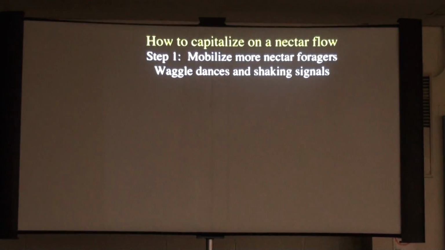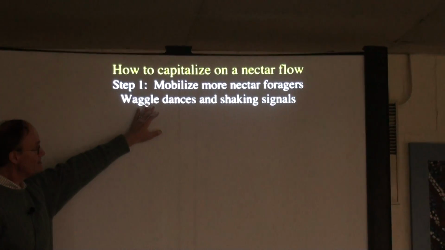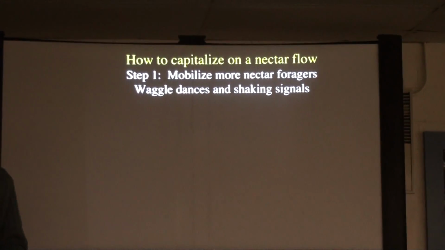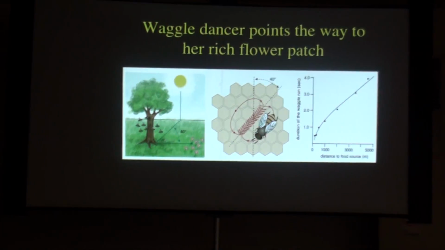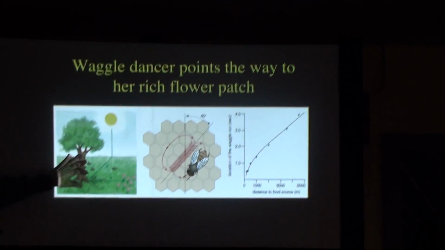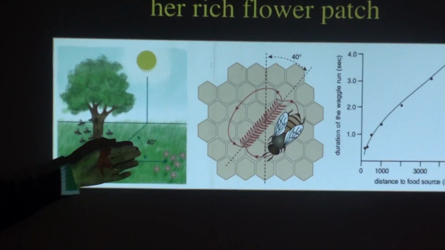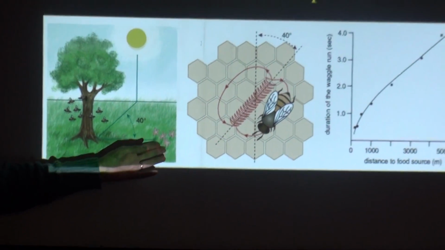So, to mobilize more nectar foragers, they use the waggle dance. That's part of it, but that's not the whole story. There's another signal involved in this process. But before we get to that, I just want to remind you how this waggle dance works. Let's say it's a bee living in a bee tree here, and she's found some flowers over in this direction.